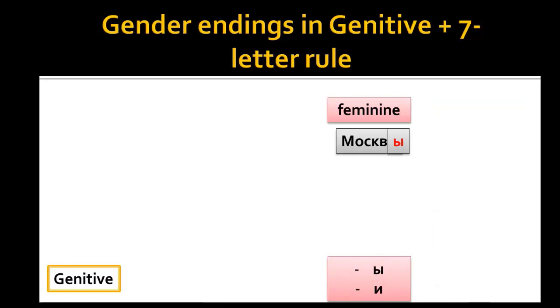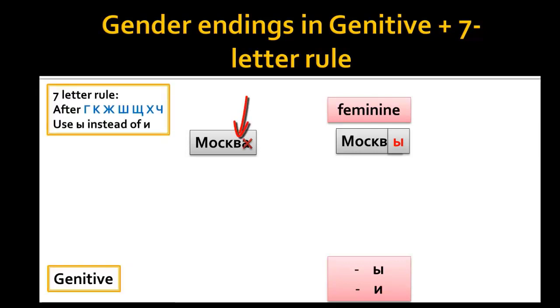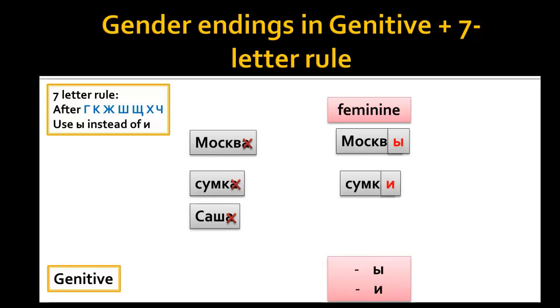When we had the word Москва as an example, we did not need the 7-letter rule because once we drop a in the word Москва, the consonant right before it is в, which is not part of the 7-letter rule. However, let's take the words сумка and Саша as examples. Once we drop the ending a here, we see that the preceding consonants к and ш are part of the 7-letter rule. According to the rule, we cannot add ы here, so we need to replace it with и. Now we have сумки, Саши.